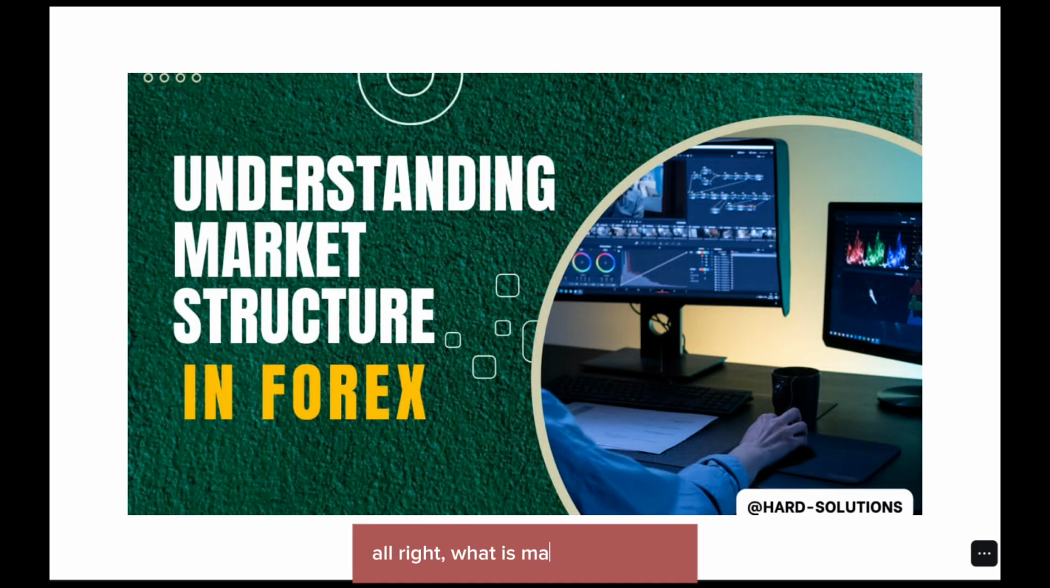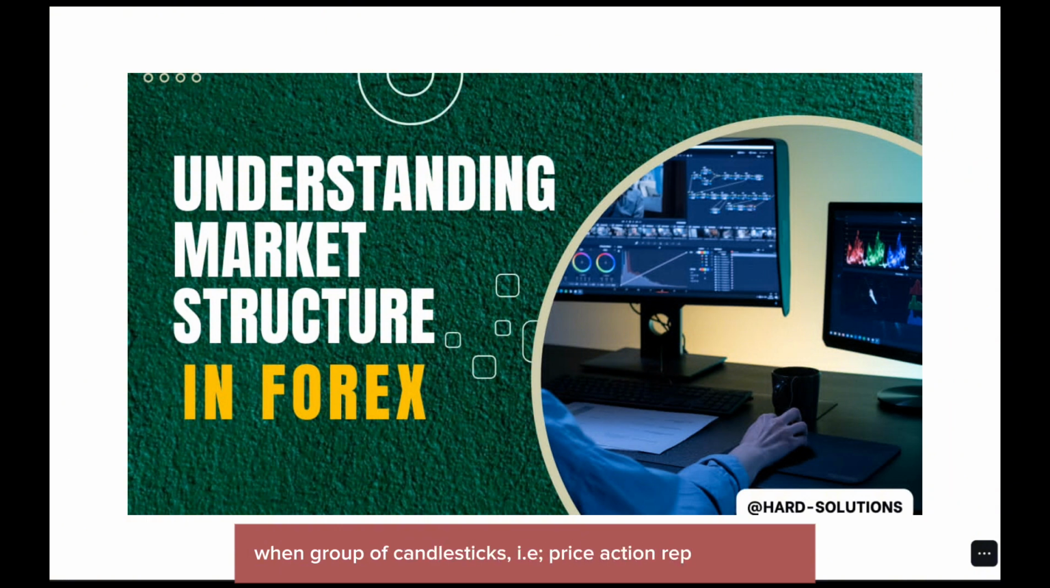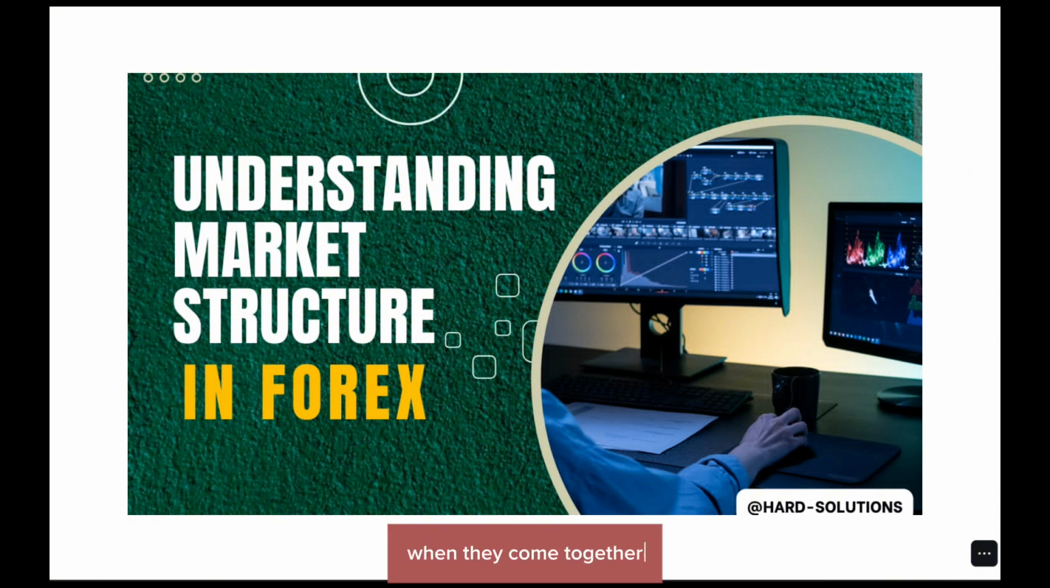All right, what is market structure? Just as we say, when a group of cars come together, we call them a fleet of cars. When a group of sheep come together, we call them a flock. The same way, when a group of candles come together, we call it what? Market structure. When a group of candlesticks, price action representation, come together, we call them what? Market structure. That is to say, market structure is simply the pattern of the group of candles that represent the price of assets of your interest.